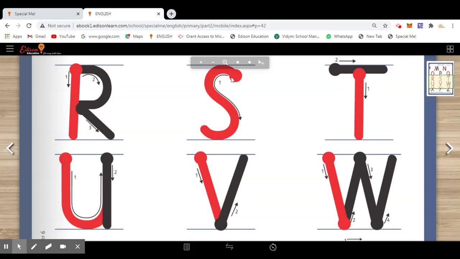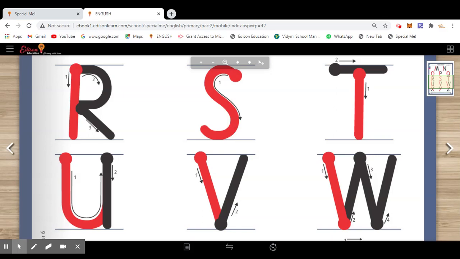So now you have to move your finger over letter S. So this is uppercase letter S, and S is a phonic sound of letter S. Now look at the next letter. This is uppercase letter T, and T is a phonic sound of letter T. So let's listen to its phonic song.